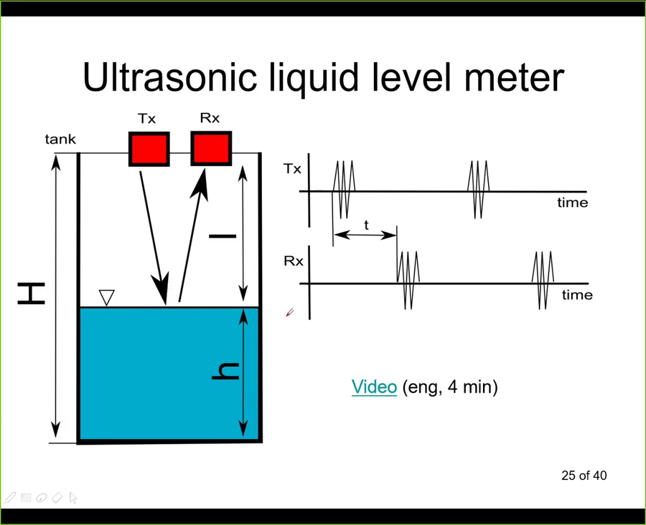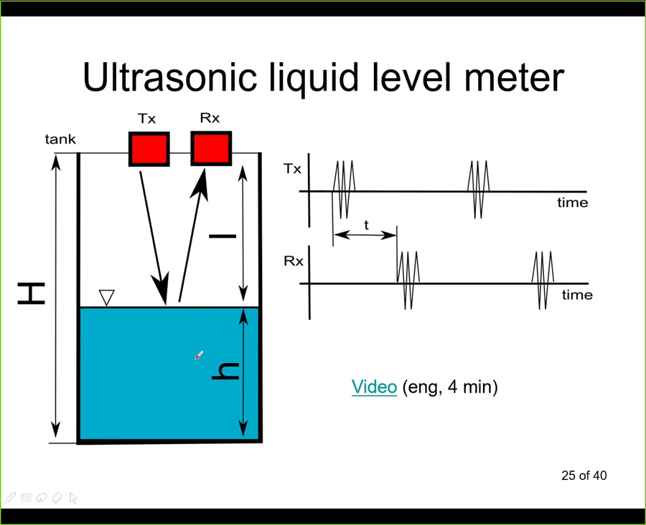Now on this interface between the air and the liquid, it will be reflected. And here we time when we receive the echo at the receiver. Now obviously the delay between the transmission and reception will be a function of the distance. So we measure some time t, and if we know the speed of sound in this gas, then we may calculate what is the distance between the sensor and the liquid level.